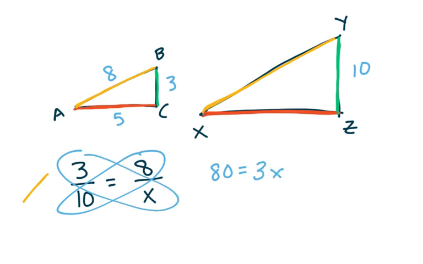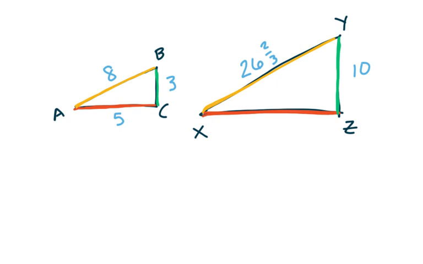Now, oftentimes you're going to find that your answers are going to be decimals or fractions. And so it's okay to just leave them in decimal or fraction form. So now I'm going to go ahead and divide both sides by that 3. And when I do that, I find that the side is equal to 26.6 repeating, or 26 2/3. So I know that the yellow side on the larger triangle is going to have a value of 26 2/3. Then I would go ahead and repeat the process with the red side.